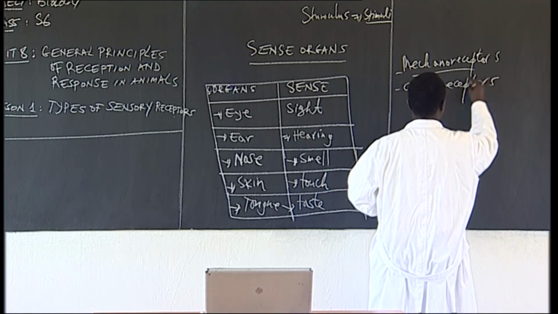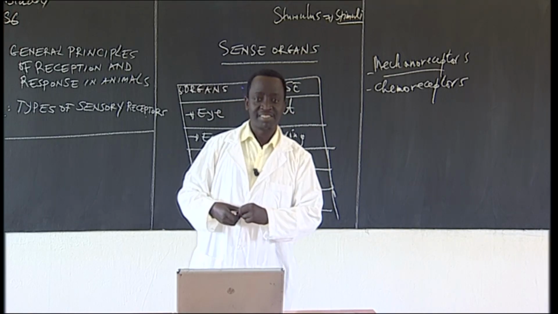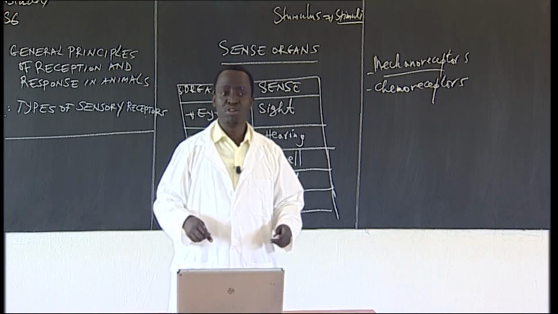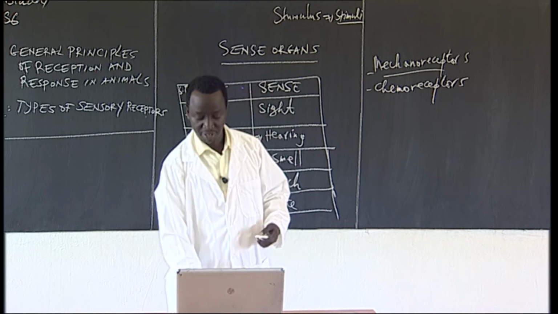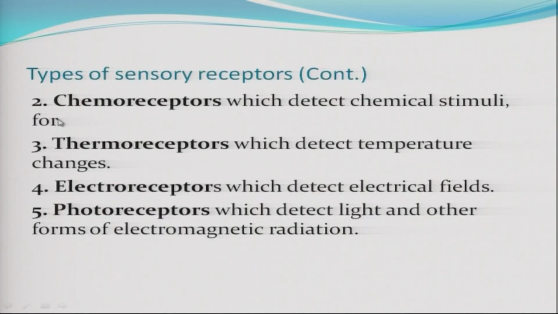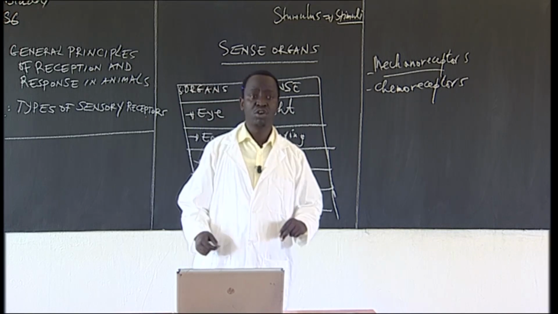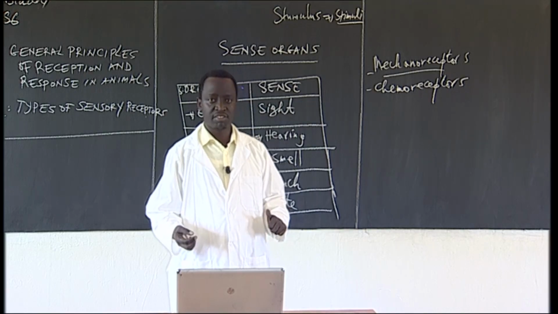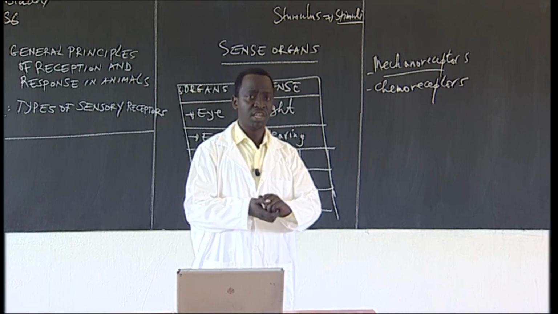Chemoreceptors. Those are the receptor cells that can detect chemical stimuli. For example, smell and taste, to sense that something is salty or sweet. The receptors that can detect that are called chemoreceptors. They are found, for example, on the tongue and in the nose. Those are chemoreceptors.